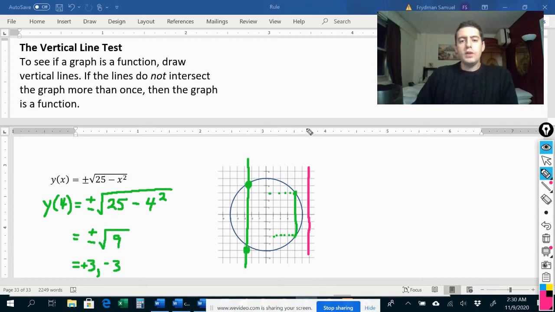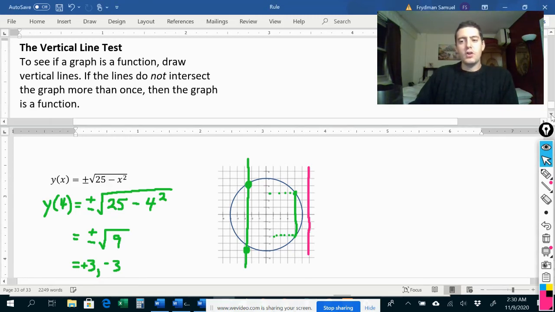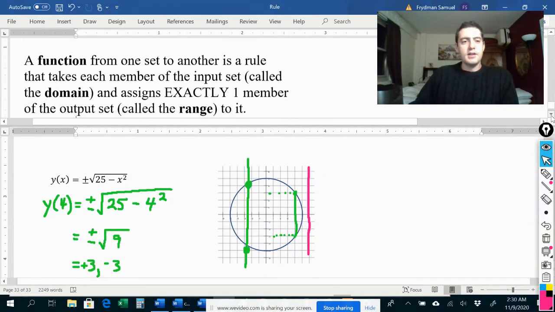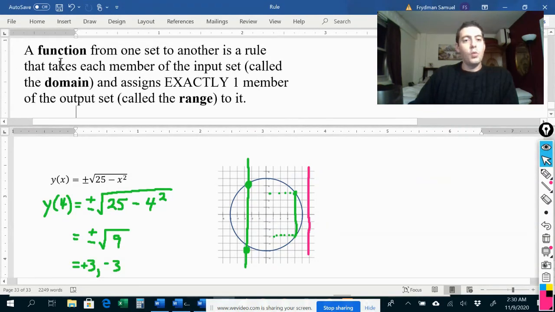Well, we could say that, but now I need to talk about something which I brought up in the very first video on functions, and now I have to bring it up again, this longer definition of what a function is. So I said a function from one set to another is a rule that takes each member of the input set, called the domain, and assigns exactly one member of the output set, called the range, to it. So let's talk about the domain.